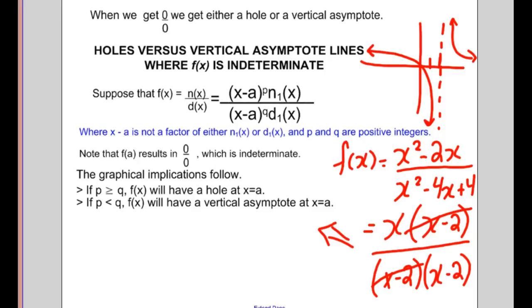So it's saying that if your P is greater than or equal to your Q, meaning the power of P and Q, then you will have a hole. If you have a bigger power in the top or an equal power to the bottom, then you'll have a hole. But if you have the greater power in the bottom, like in this situation, then you're going to end up with a vertical asymptote. So even though we cross these off, you're going to have the vertical asymptote at x equals 2. So x cannot equal 2 in that equation.